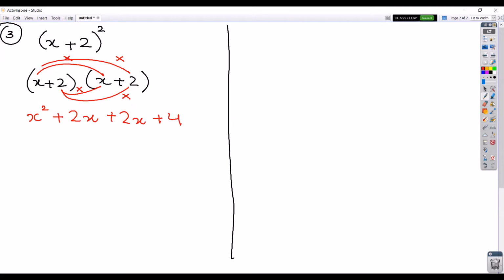The last step is to simplify. So that would be x squared. These two terms can be collected together. So plus 2x and plus 2x makes a plus 4x, and the last is plus 4.